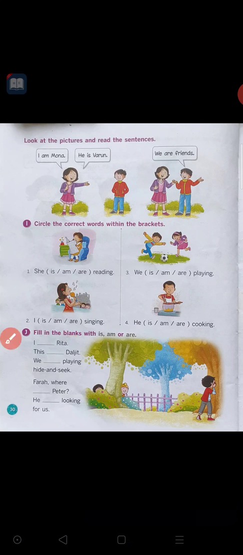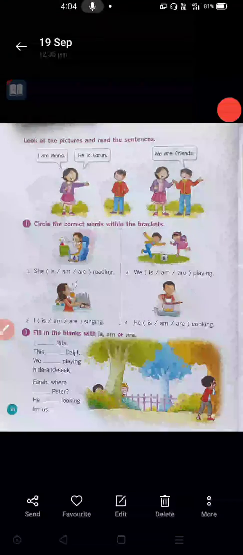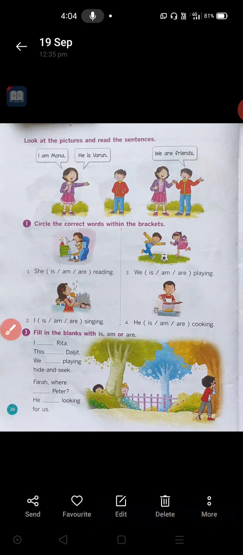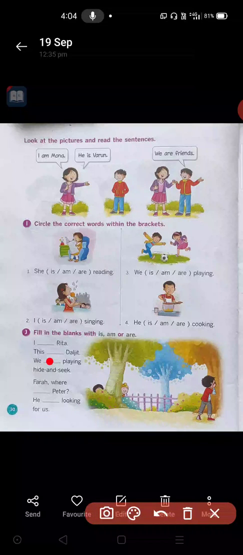We means two members or more. If we are two or more, we need to use we. We, it is here already. So what to use here? Is is only used for singular. We means two are here. What to use? Are, A-R-E. We are playing. So here you write, we are playing.